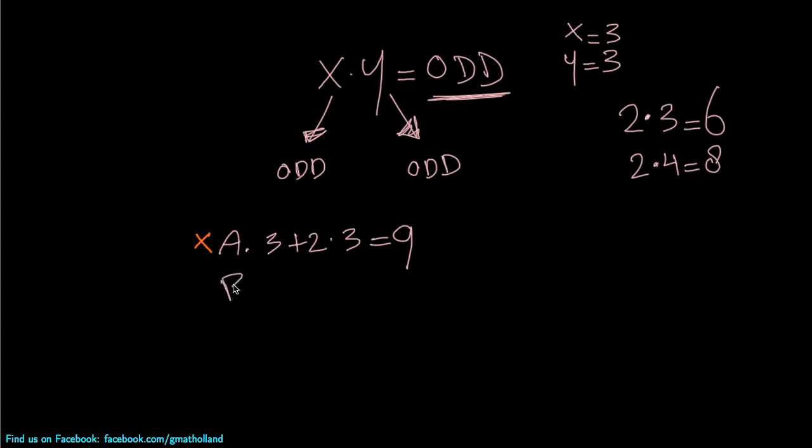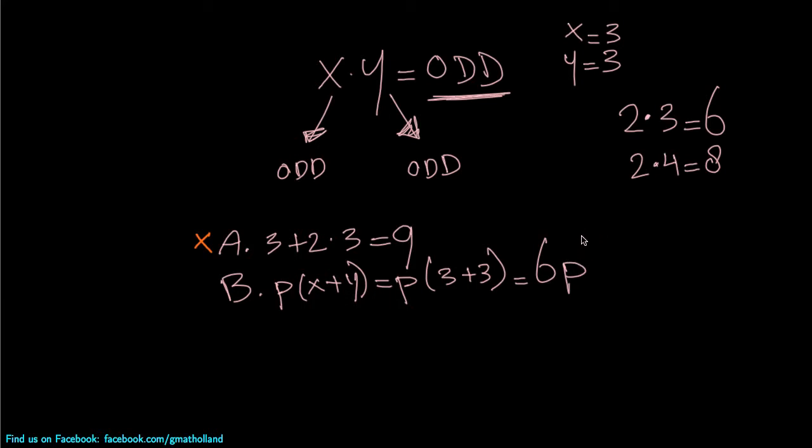For B, we have p times x plus y, so say p times 3 plus 3, which is 6p. Now, if p would be a half, then we have here 6 times a half, which is 3, which is odd, so B is not going to be the answer. And note here that p is not necessarily an integer. That's never stated. That's not stated anywhere in the question. So p can be a half. So B is not going to be the answer.